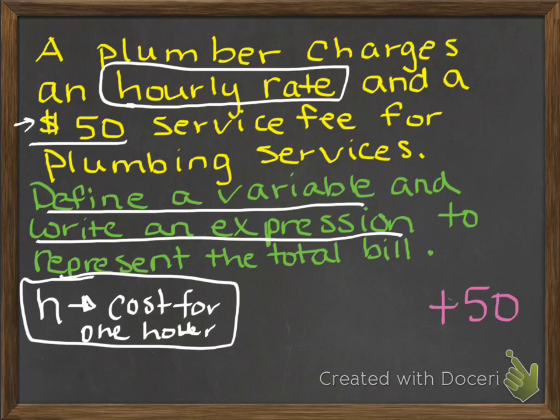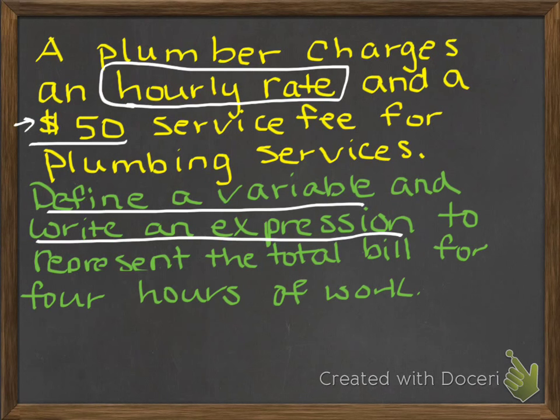Now we're going to use that H that we did. Thou shalt not create quiz reviews super late at night because I made an error. So if you notice, I erased everything at the bottom because I left a piece of the puzzle out here. So go ahead and recopy the problem here. You just want to add to the bottom, represent the total bill for 4 hours of work. And it's actually going to change our entire expression here.